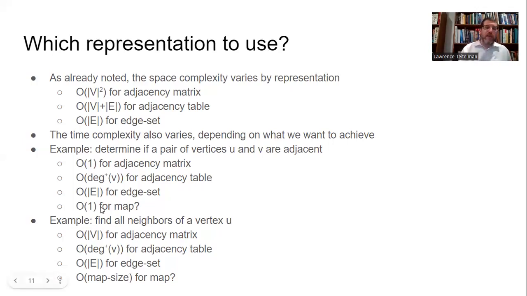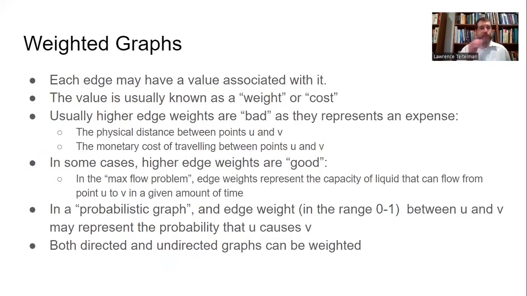But for other things, the map is better, right? Here we have O of 1 for the map. So depending on what operations you need to do a lot of, that may determine what kind of representation to use. Okay, so we can make this a little bit more complicated, and we can say we don't just care whether there is an edge or there isn't an edge, but we want to weight the edge, which means some edges are worth more than others.